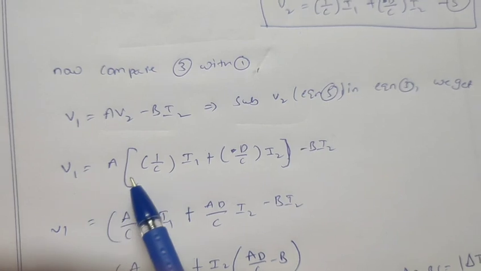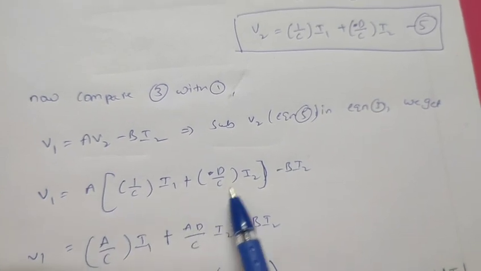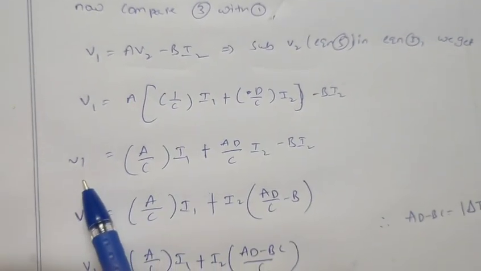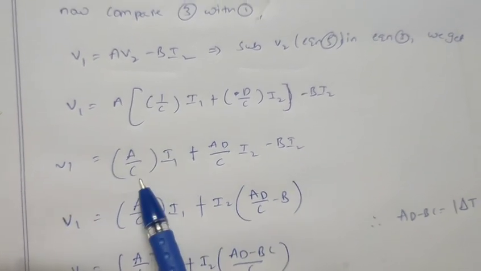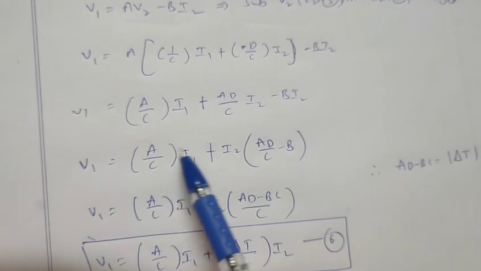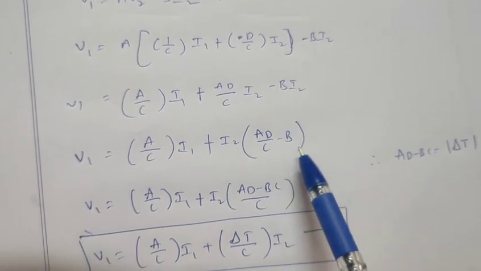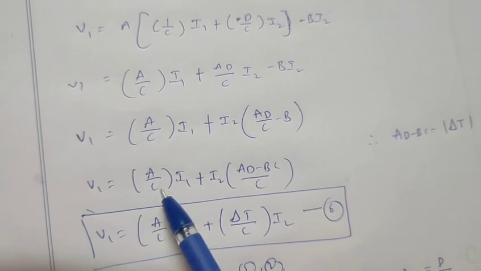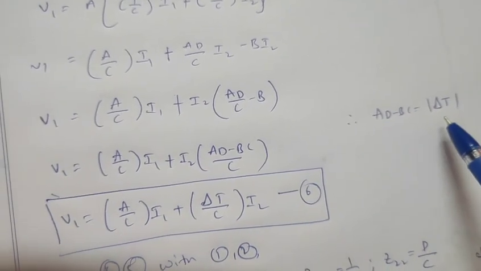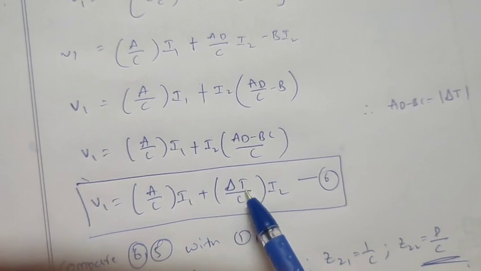So we get V1 is equal to A into V2; substituting the V2 value here, A into 1 by C I1 plus D by C I2, minus B into I2. Upon simplifying, V1 is equal to A by C I1 plus A D by C I2 minus B I2. Here V1 is equal to A by C I1 plus, making I2 common, AD by C minus B. Upon taking the LCM, V1 is equal to A by C I1 plus I2 of AD minus BC by C. We know that AD minus BC is the determinant value, delta T. Therefore V1 is equal to A by C I1 plus delta T by C I2.